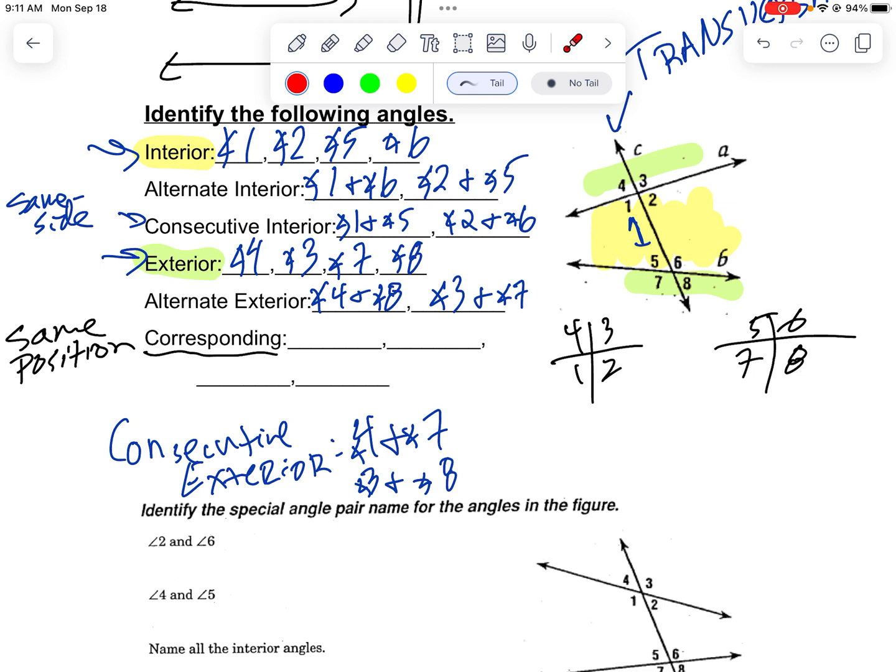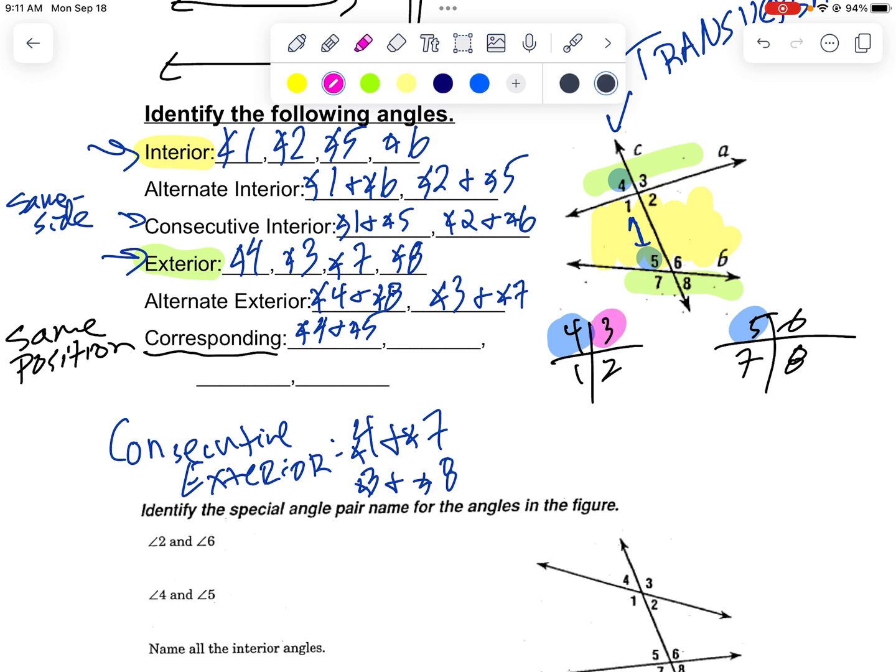Like what angle matches up with 4? I already used yellow. What angle pairs up with 4? Well, in the same position on the right here, I look at that grouping, the angle that matches up with 4 is angle 5. So 4 and 5 are in that same position. So that would be my first pair.